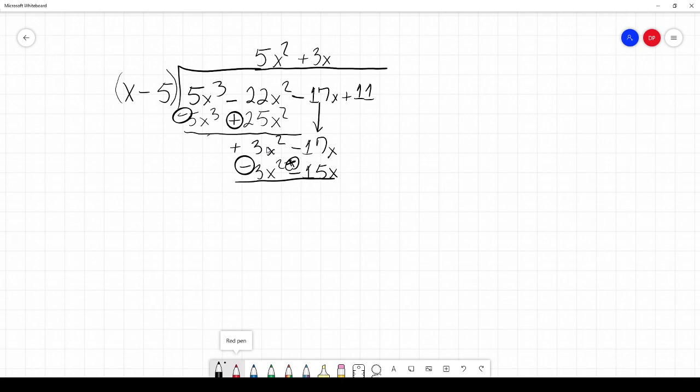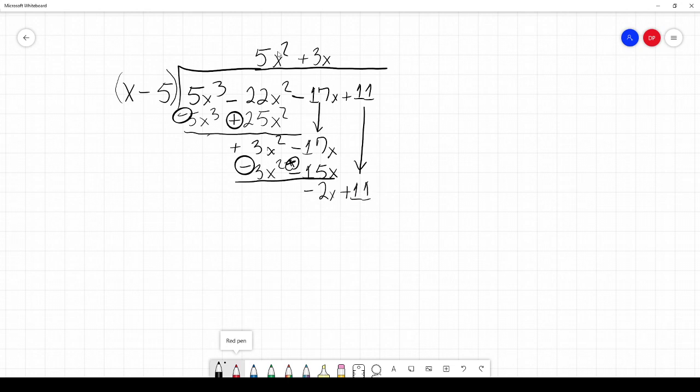These are going to cancel out. 3x squared minus 3x squared is 0. Here we have negative 17x plus 15x. That's going to be negative 2x. The 17 is bigger, so we keep the sign of the bigger number. And then now I need to drop my constant down, and we have to do this one more time.